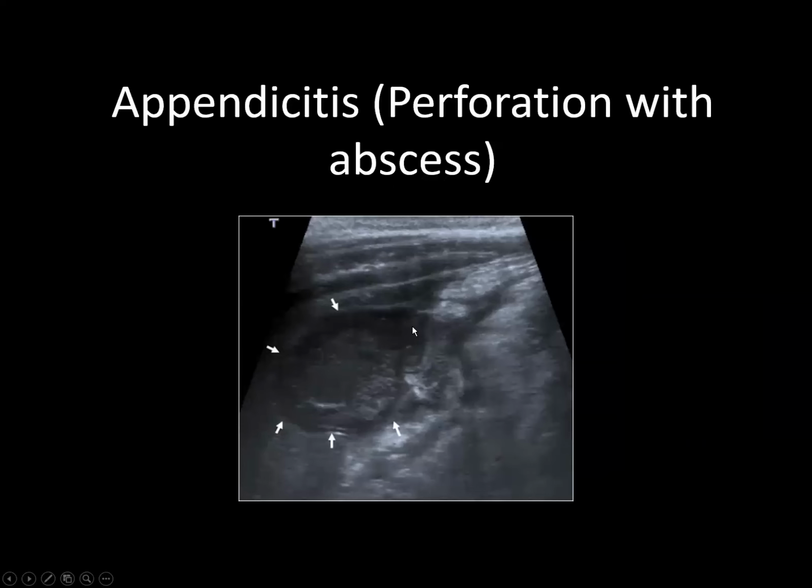There's now in this patient a complex fluid collection, not simple, as indicated by the arrows. When this happens, the appendix is usually hard to define in terms of its wall because of the perforation and abscess development.